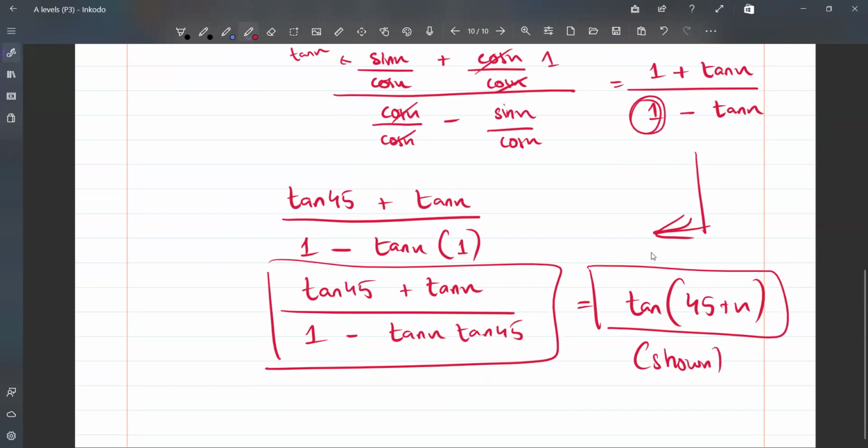All right. I know this may seem very intimidating and very confusing, but all these identities require practice, practice, practice, and practice. And once you start doing it on your own, I'm sure you will get the hang of it. Now let's move on to our next question.